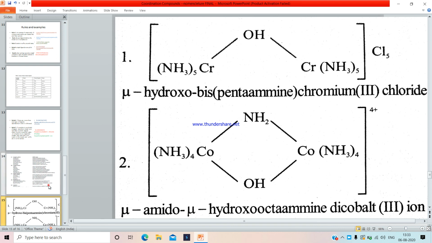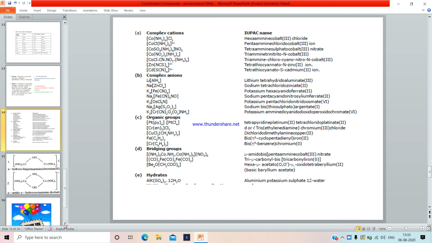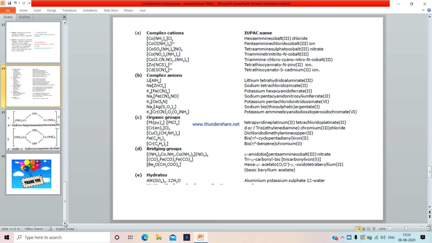So these are some of the examples. You practice writing both the names and the formulas, and practice many examples. Practice makes a man perfect, so practice everything.